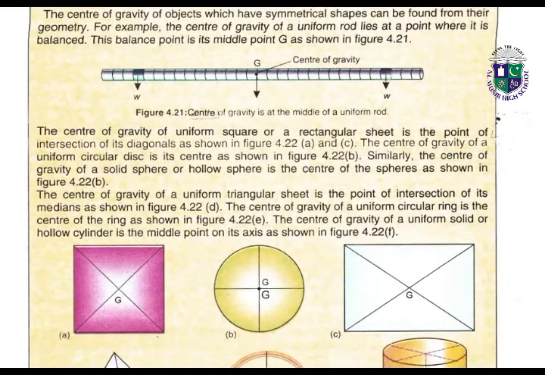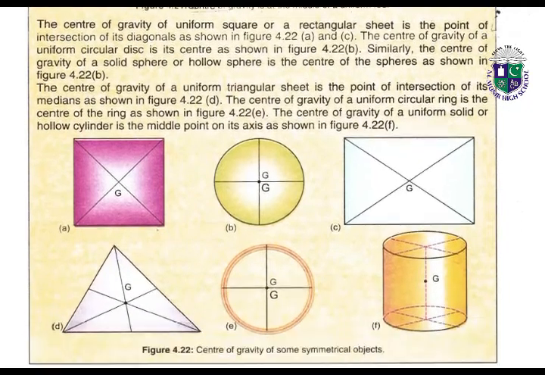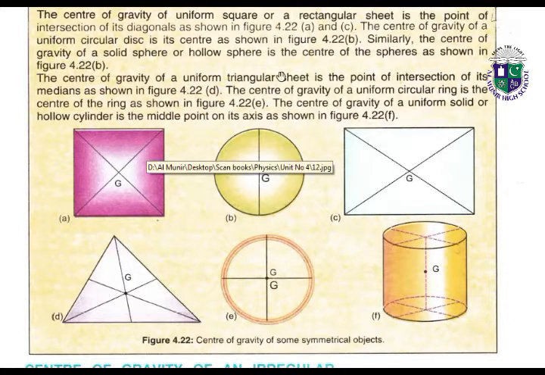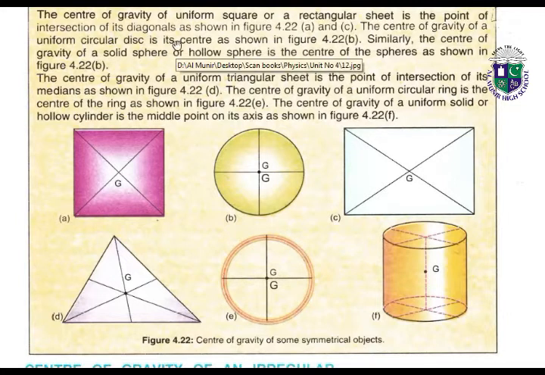Now we will note the center of gravity of other objects of different shapes. For example, we have triangle, rectangle, square, circle, cylinder. All these shapes have their center of gravity. The center of gravity of a uniform square, this is the uniform square, or a rectangular sheet is the point of the intersection of its diagonals. So whenever we intersect its diagonals, we will get the center of gravity.